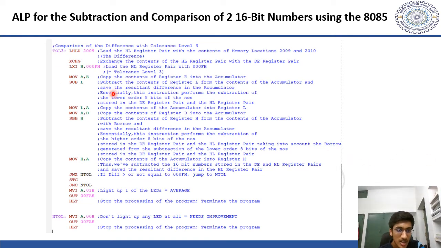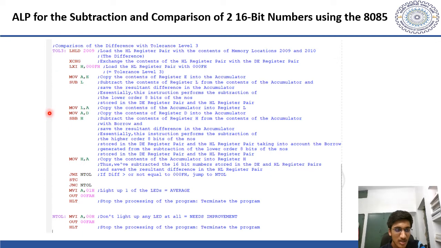In tolerance level 3, we check with an even higher tolerance value, that is about 000FH, and in case the difference lies within this tolerance value, then we would be only lighting up 1 of the LEDs, because this tolerance value is quite high, and therefore the person has demonstrated essentially an average kind of performance as regards the enunciation of a particular word or a number or a character, and this can easily be done just by providing a 1 on the last line, and that would correspond to 01H, and this is given to the output port 00FAH.